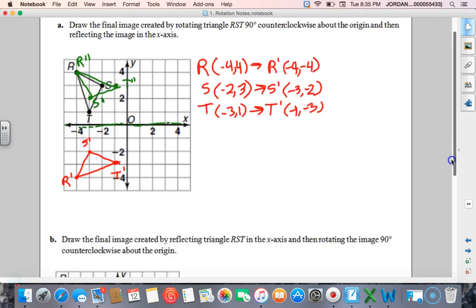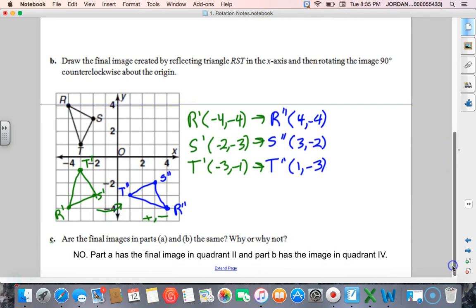Let's look at B part. So this is the exact same transformations, just in different order. Instead of doing the rotation first and then the reflection, this one says to reflect it first on the x-axis and then rotate it 90 degrees counterclockwise. So first I had to reflect it across the x-axis. T would reflect 1 away, so it'd be T prime right here. S is 3 away, so it'd be 3 away down here. And then R is 4 away from the x-axis where they're reflecting from, so it would be 4 down here. So this is R prime, S prime, T prime.